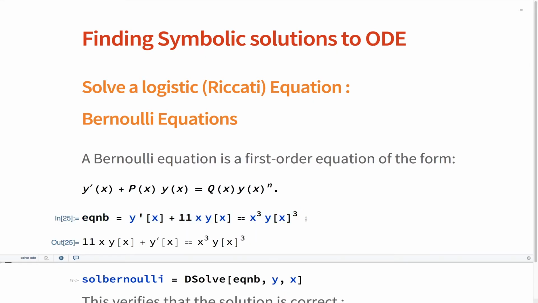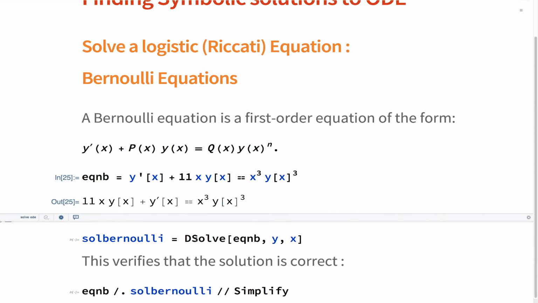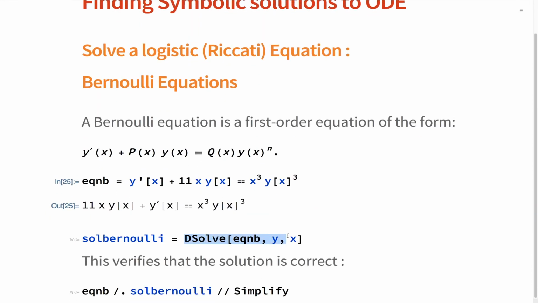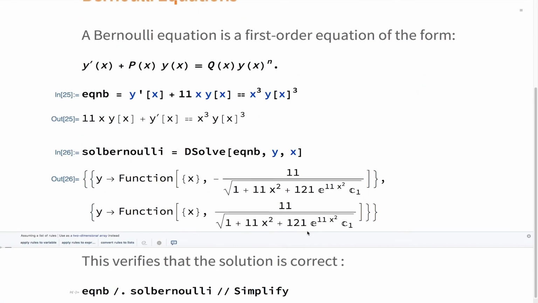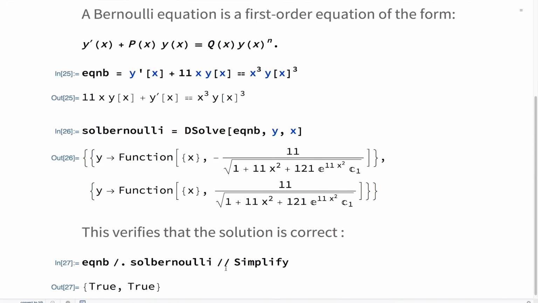You can enter the equation, and then you can solve it by DSolve. You see the syntax remains the same: DSolve, equation, and we are solving it for y of x. Now we are solving it for y, so as you should have understood up till now, you should get a result in the form of a pure function. Then you can replace y by the solution in the equation to see if your result is correct or wrong. You see both sides give the same result, and you can verify your result from here. So this is an example of solving the Bernoulli equation.